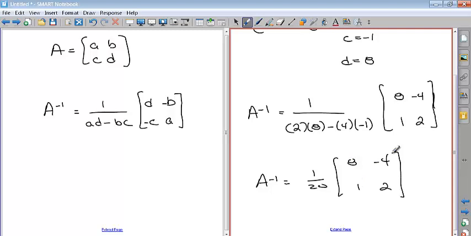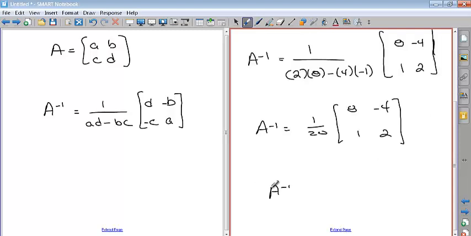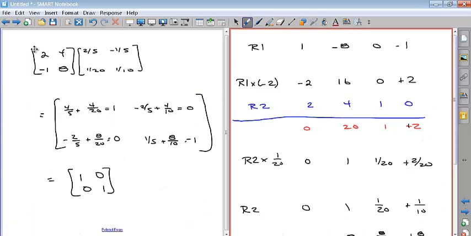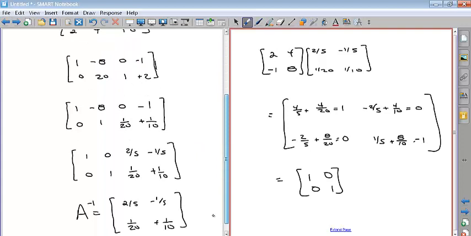And then let's multiply by this constant. So you'll get 8/20, which can be simplified down to 2/5. Negative 4/20 would be negative 1/5. We just get 1/20 there. And then we get 2/20, which is 1/10. So that's the answer. And if you go back to our augmented matrix work, we got 2/5, negative 1/5. So that was the inverse matrix right there. Actually, where was it? It was right down here.